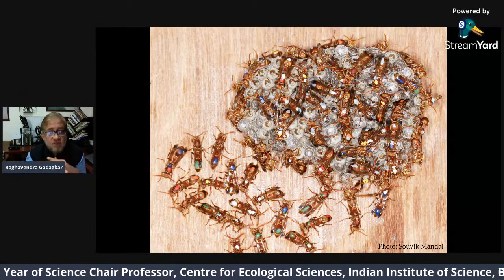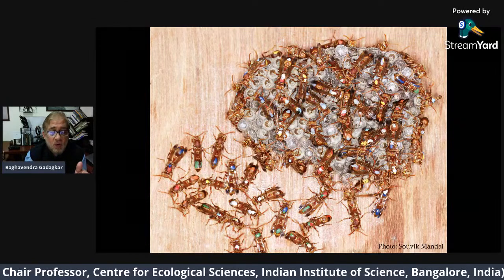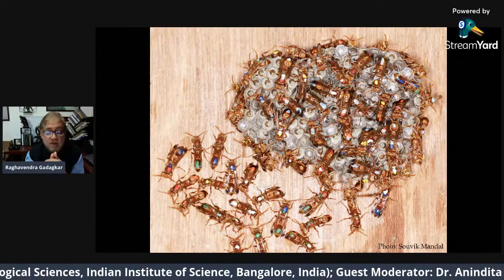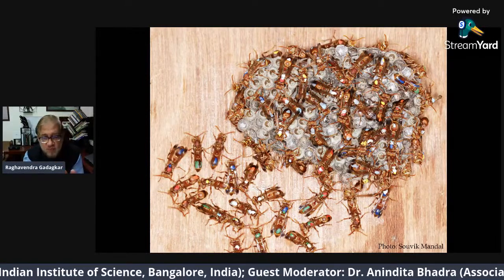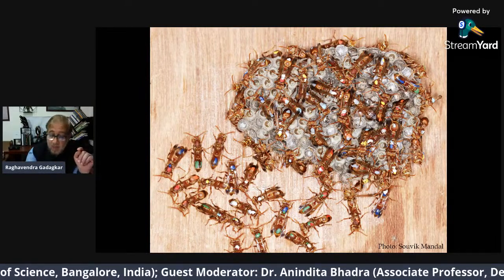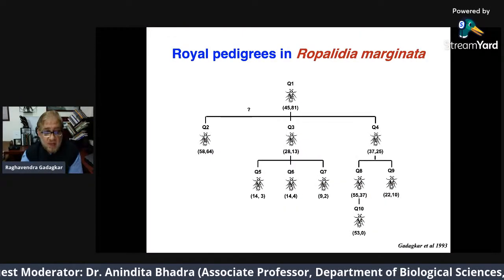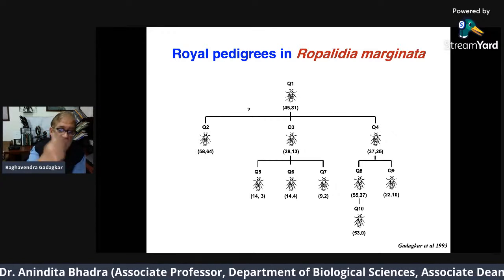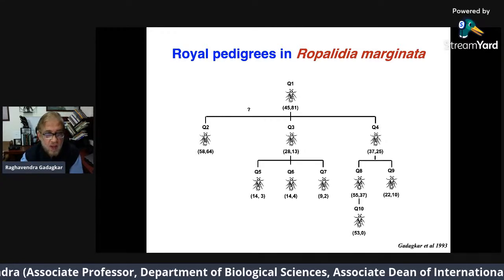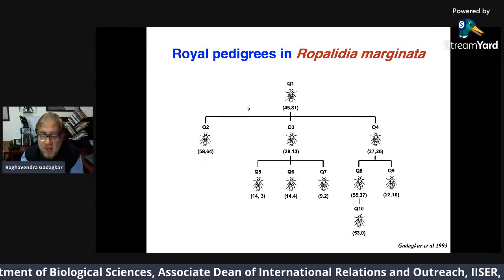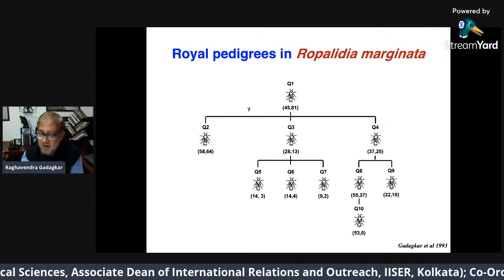So for years, we have been studying this, and we have been interested in knowing, if the queen dies, who becomes the next queen? Because we mark all these individuals, and we know who is whose offspring, we are able to construct pedigrees. So, for example, here is a complex royal pedigree. These kinds of pedigrees are usually done for human royal families. And I'm very fond of saying that this was probably the first royal pedigree of an insect that we constructed in our lab.